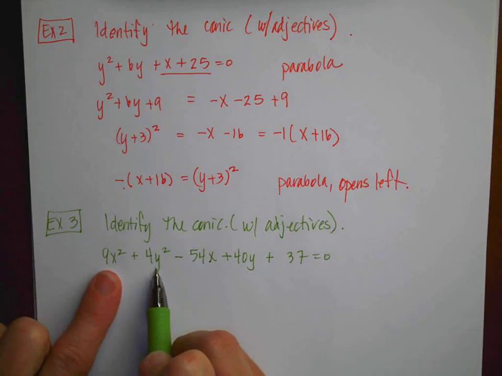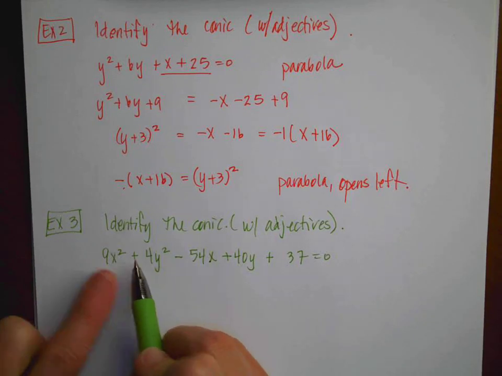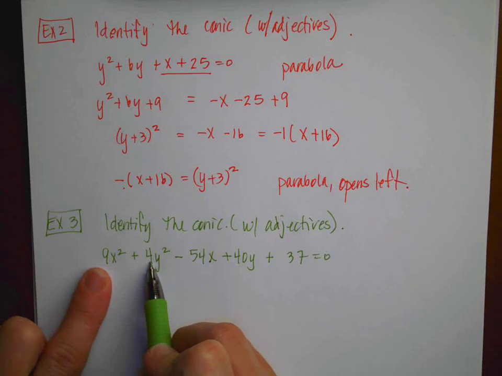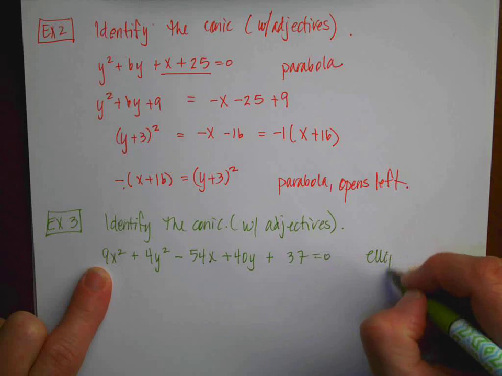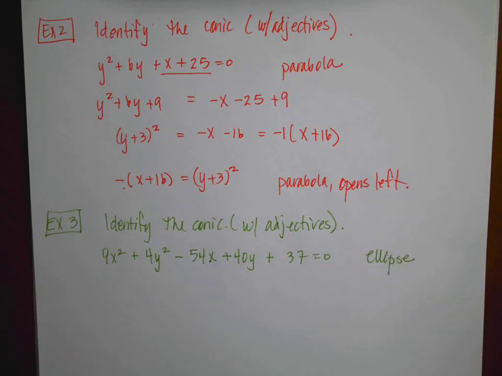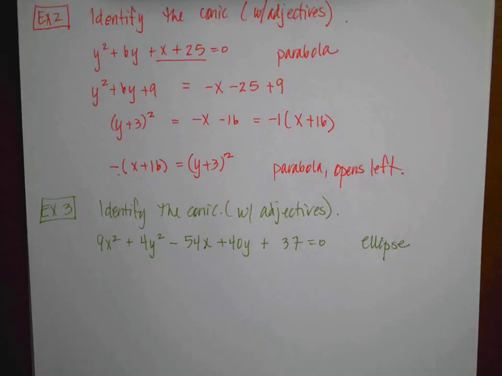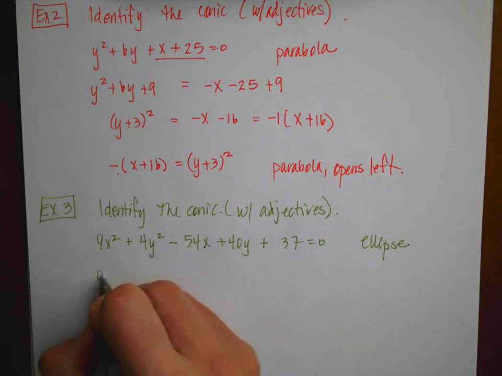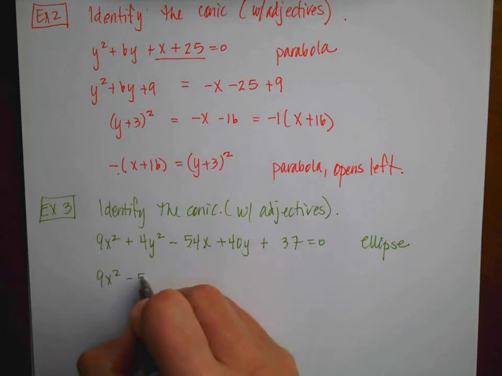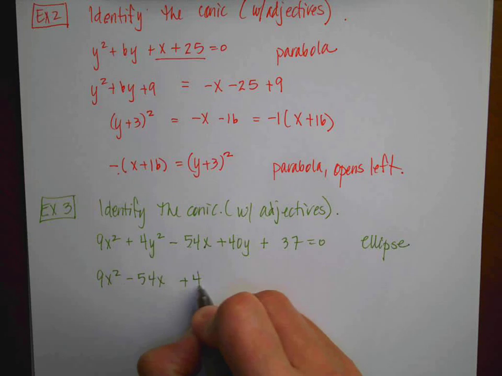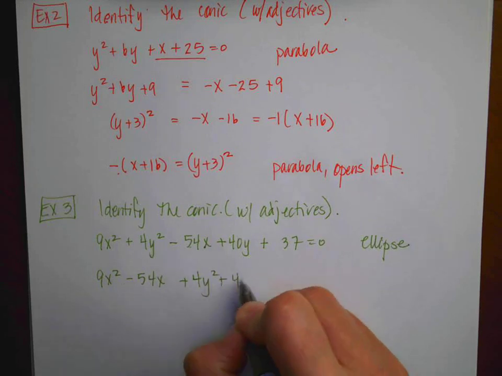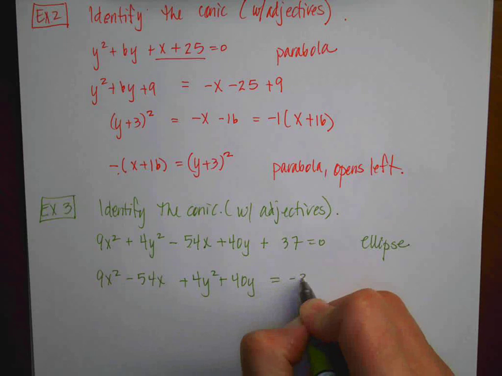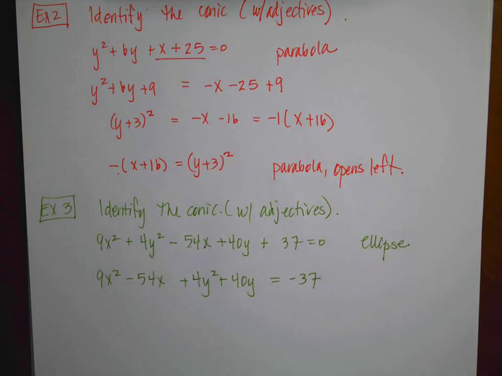So right off the bat, I have x squared and y squared. I have a plus. My a and b are going to be different because these two numbers are different, so I know that this is going to be an ellipse. Now I just have to do a little bit of math to determine some more about my ellipse. I'm going to group my x things, so 9x squared minus 54x, and then 4y squared plus 40y, and I'm going to scoot the 37 to the other side.